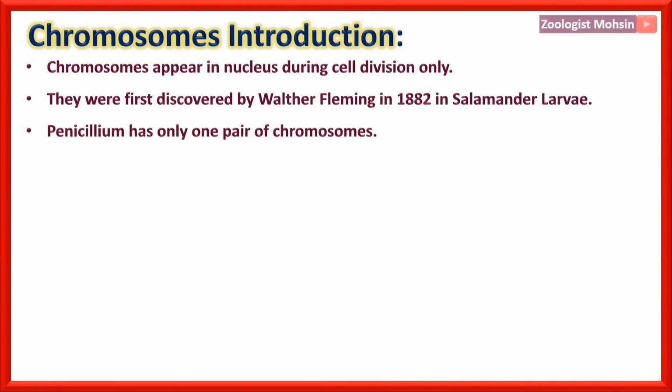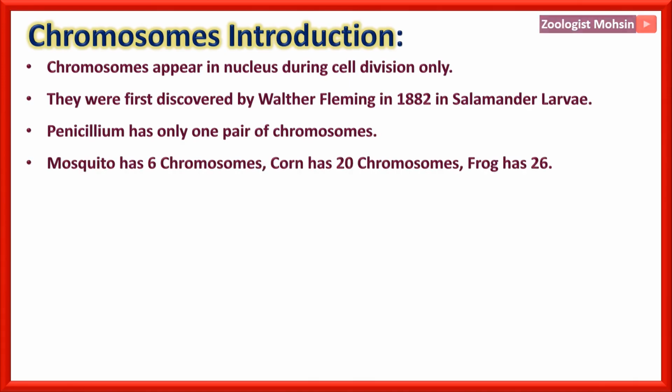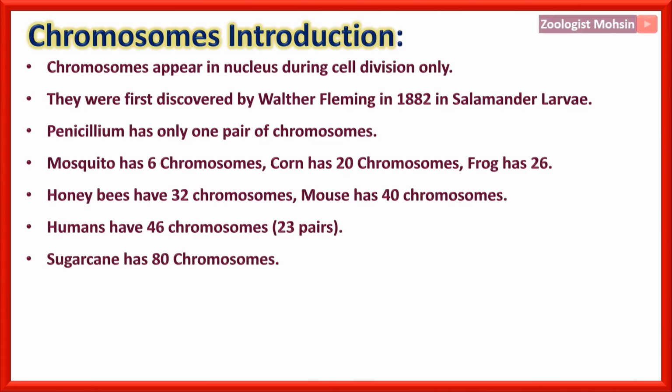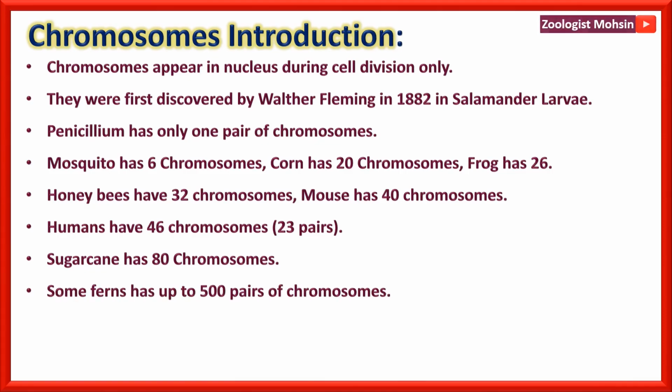Penicillium has only one pair of chromosomes. One pair means it has two chromosomes. Mosquito has 6, corn has 20, frog has 26, honeybee 32, mouse 40, and humans have 46 chromosomes, 23 pairs. Now you may be asked in the exam how many chromosome pairs corn has, so that will be 10. So please remember the total number of chromosomes as well as their pairs. Sugarcane has 80 chromosomes and some ferns have up to 500 pairs of chromosomes. Please remember.